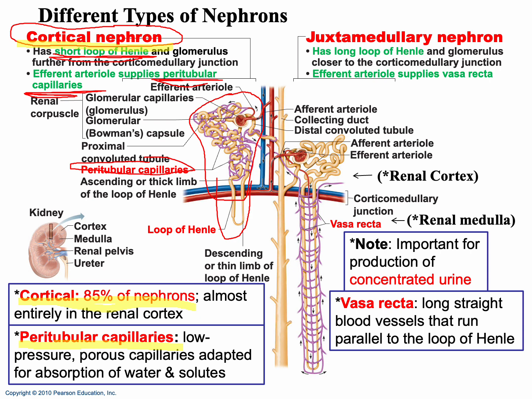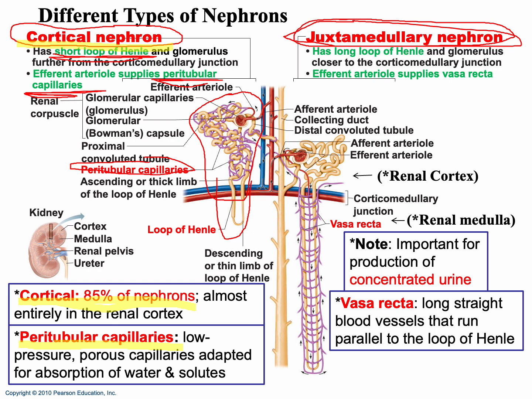The other type of nephron that you're going to have is known as the juxtamedullary nephron. That's always a fun one to say. Juxtamedullary nephron, that's our other nephron type. They make up 15% of the nephrons in your kidney, these juxtamedullary nephrons.